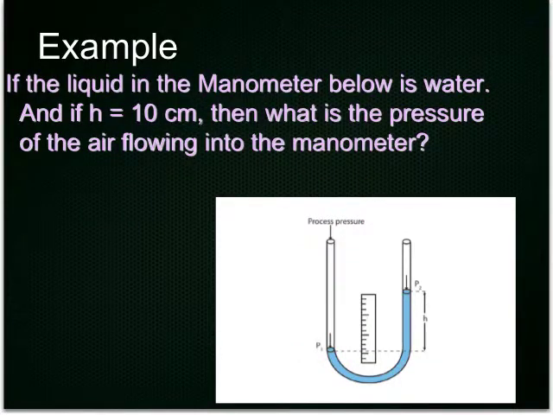So for example, if the liquid in the manometer below is water, and the height equals 10 centimeters, then what is the pressure of the air flowing into the manometer? In other words, you just have to work it out by using pressure equals rho g h.